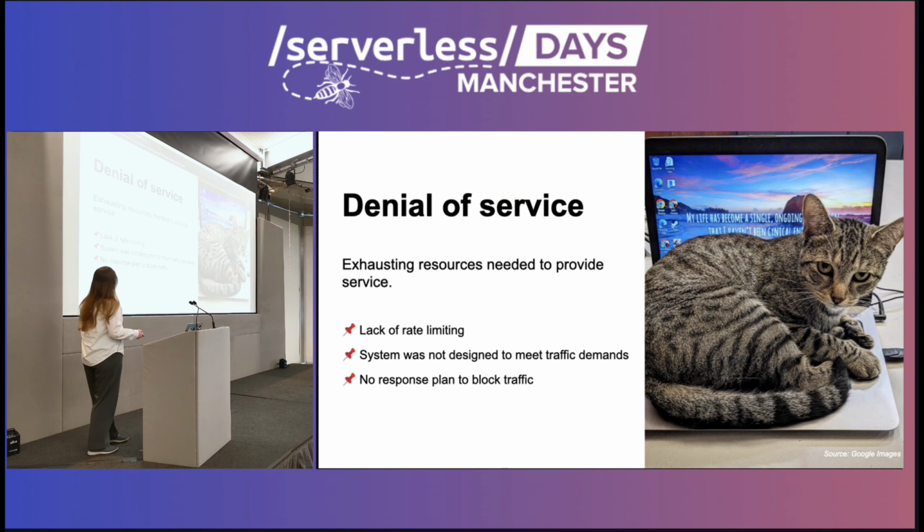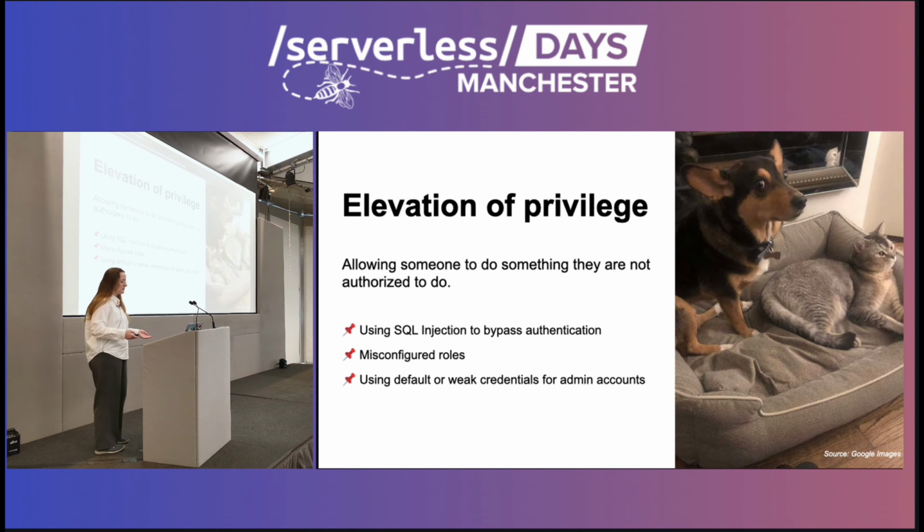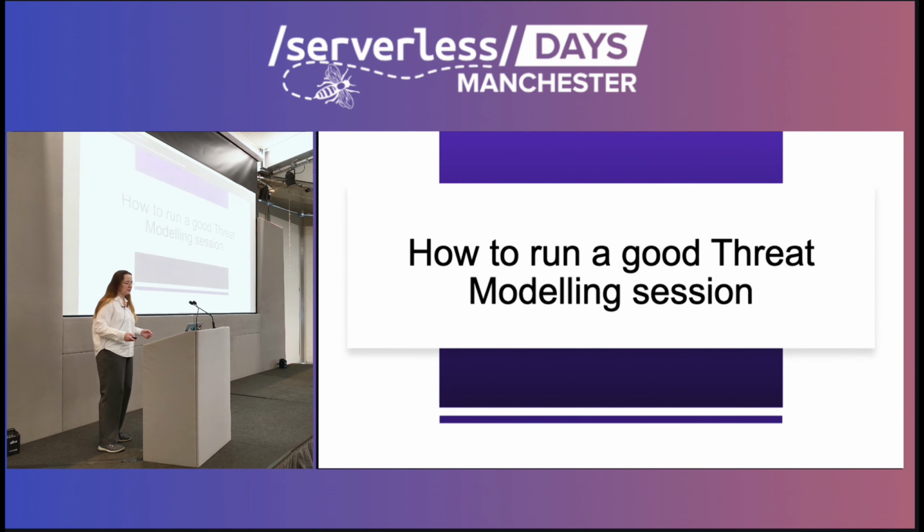Denial of service. It's exhaustion of resources needed to provide service. Maybe you didn't think about rate limiting, or maybe your system wasn't designed to handle this load in the first place. And last but not least, it's elevation of privilege. It's allowing someone to do something that they're not supposed to do. It can happen due to various reasons, such as, for example, SQL injection, bypassing authentication, and other ones.